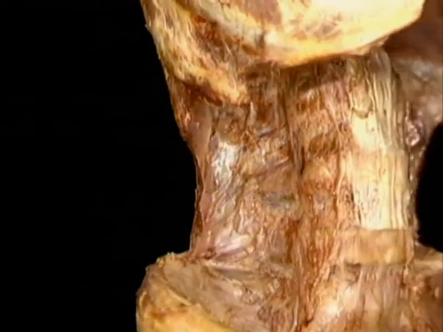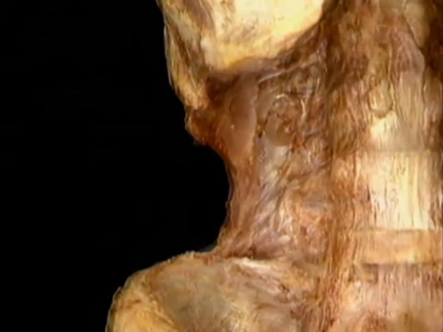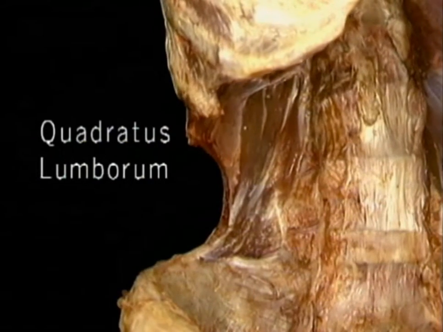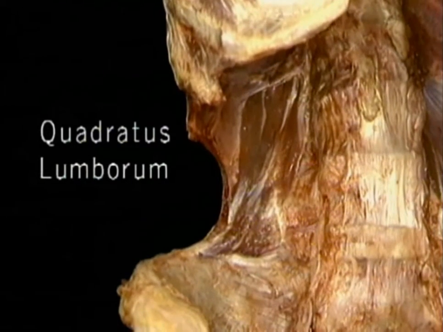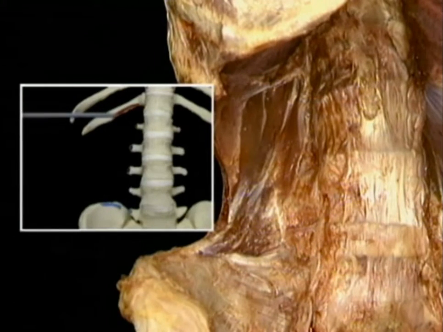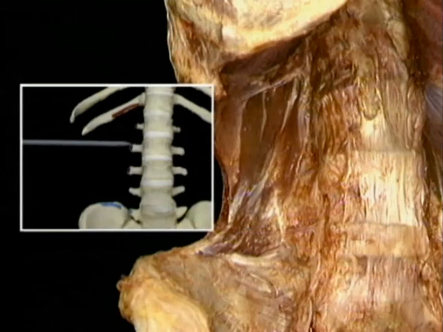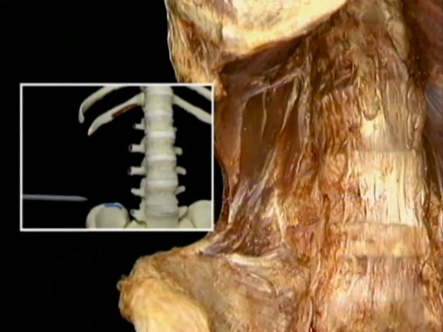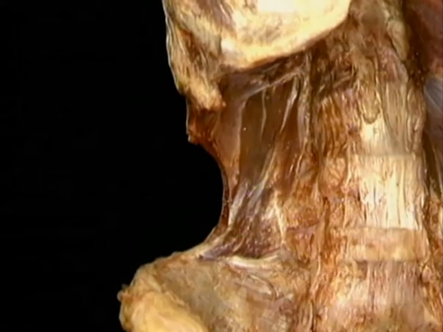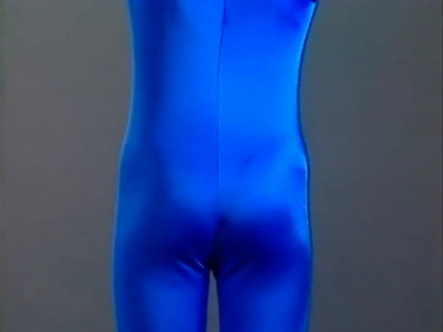Next, we'll add Quadratus lumborum to the picture. Here's Quadratus lumborum. It lies in front of the Erector spinae muscles and their investing fascia. Quadratus lumborum arises from the 12th rib and the transverse processes of the upper three lumbar vertebrae. It's inserted on the most medial part of the iliac crest and the transverse process of L5. Quadratus lumborum assists in producing lateral flexion of the lumbar spine.